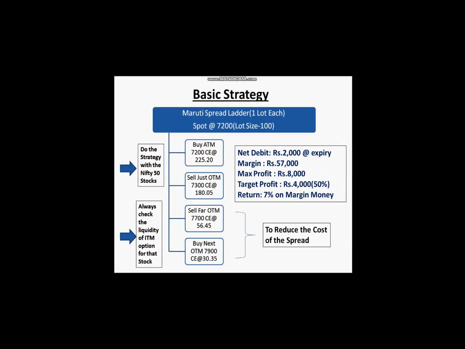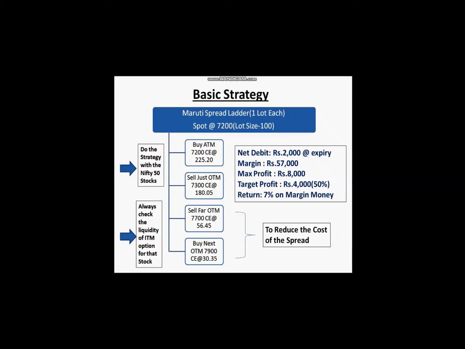But since the debit spread attracts cost, my target is to reduce the cost price of this debit spread. So what I have done here, I have sold one more far out of the money call option of 7,700 strike. It's traded around 56.45 rupees, and I bought one more call option of 7,900 at 30 rupees 35 paise to hedge that second short leg.